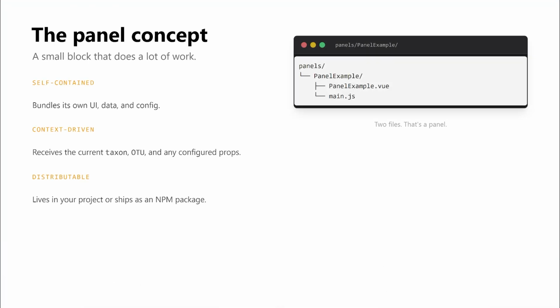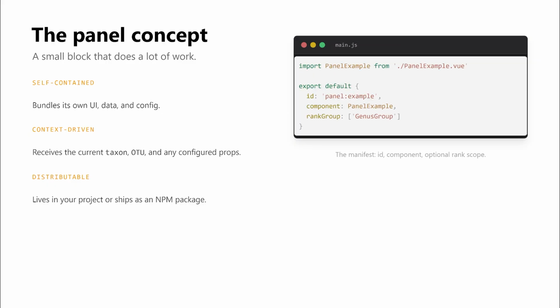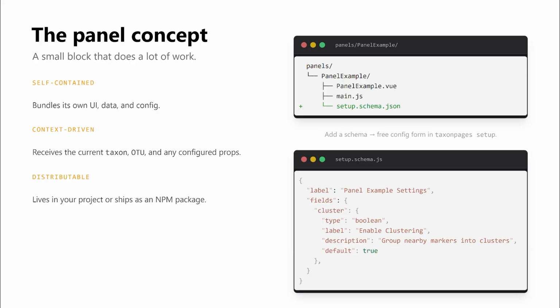A panel is an independent component unit that contains its own UI, its own data fetching, and its own configuration schema. It doesn't know anything about the rest of the page, and the rest of the page doesn't know anything about it. On the right, you can see that the panel is just a folder with at least two files, a Vue.js component and a main.js file that works as a manifest. The manifest defines three things: the panel ID used to reference it from the Taxa page configuration, the component to load, and optionally a rank group to scope the panel to specific ranks. If the panel has configuration options, you can optionally provide a setup schema to define the configuration fields. The setup wizard will automatically render the configuration form as you saw in the demo.